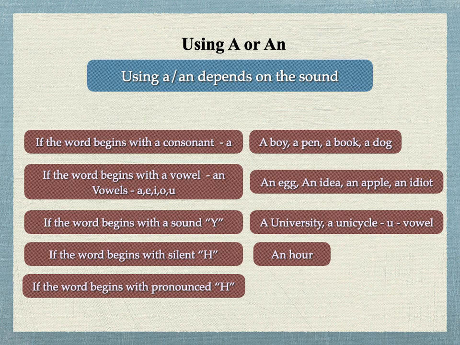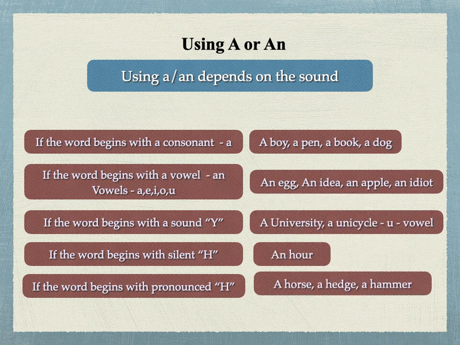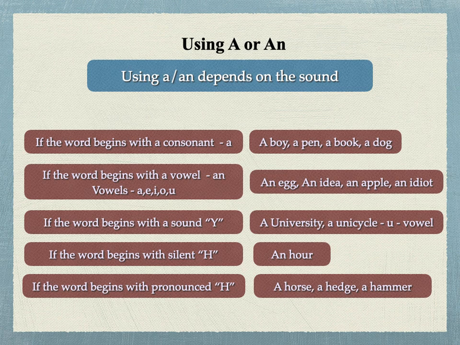Now, if the word begins with a pronounced H, for example, a horse, a hedge, a hammer, in all these cases H is pronounced as H, and therefore you will be using a before these words.